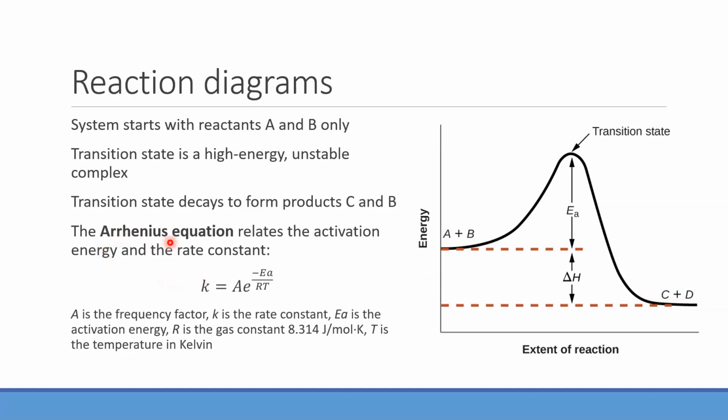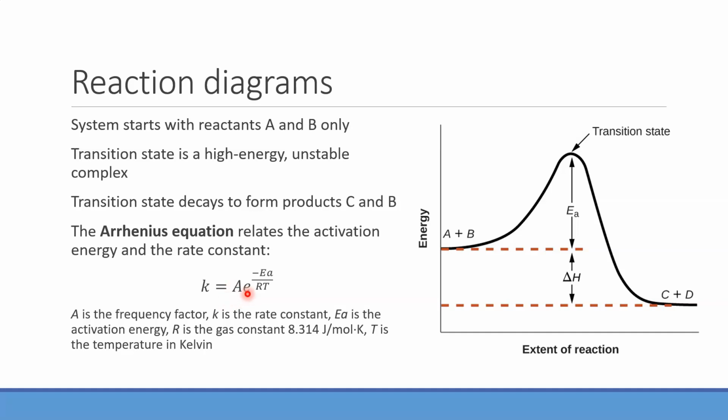The Arrhenius equation can be used to relate the activation energy and the rate constant. We'll talk more about rate constants as we move through the kinetics chapter. But for now, you want to know that it is a given constant that does not change except for temperature. So if you have a given reaction at a specific temperature, that K will be constant. A is called the frequency factor or Arrhenius factor. It's not a ratio, it's a proportionality constant.